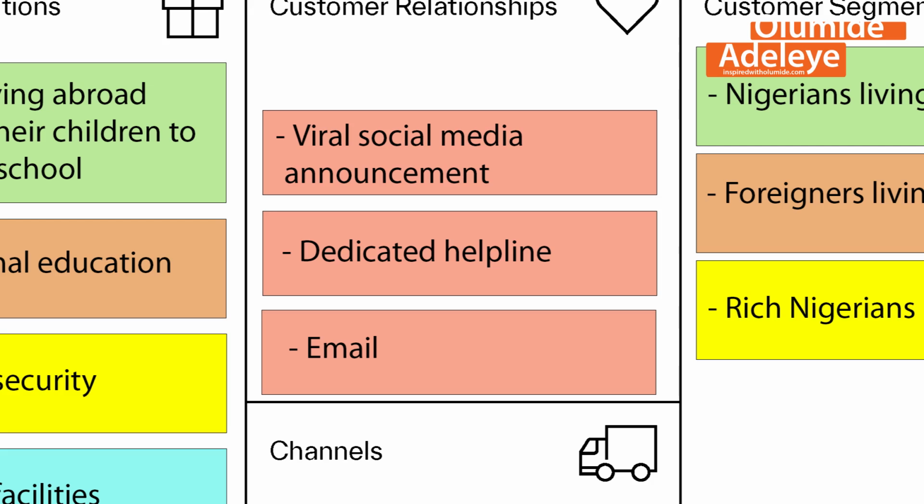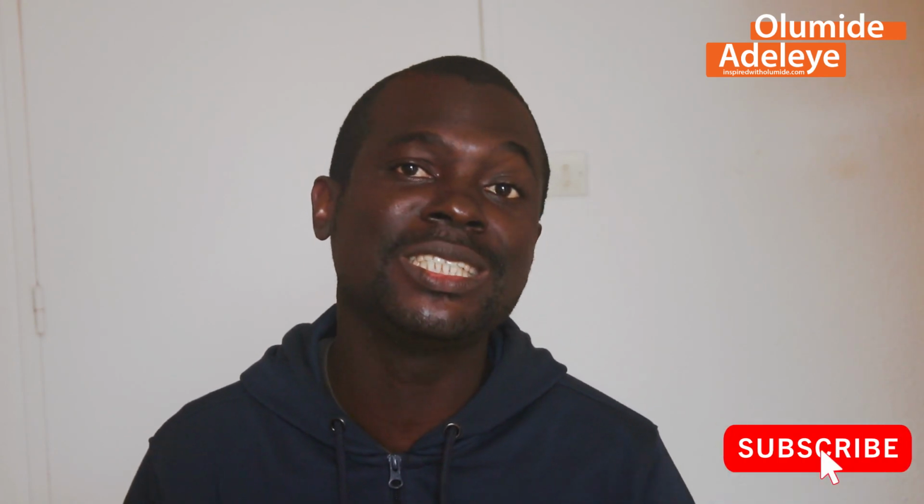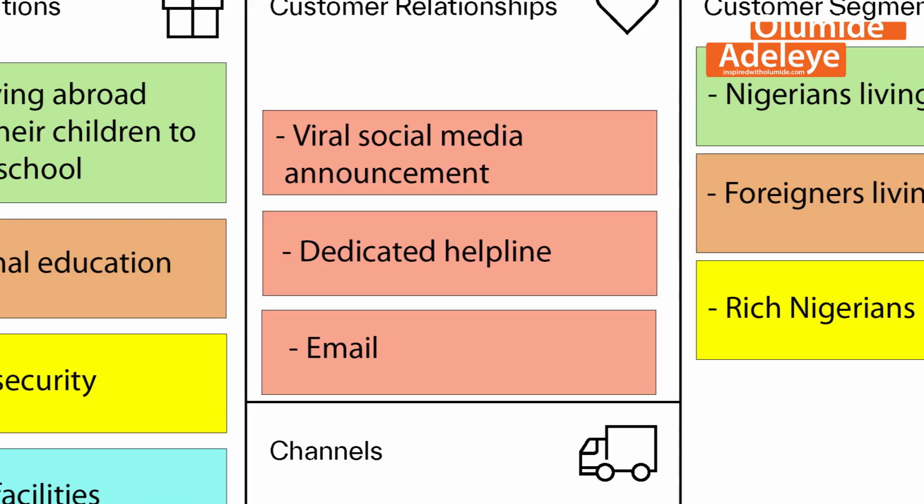Whether you like it or not, that's a very effective customer relationship, because now that has introduced a prestige factor. That appeals to the parents who can afford it, because now they feel that if my child attends that school, it shows that I've arrived, which, by the way, would be another value proposition. So there's the customer relationship of that announcement, and it has gone viral on social media. But there are other customer relationships.